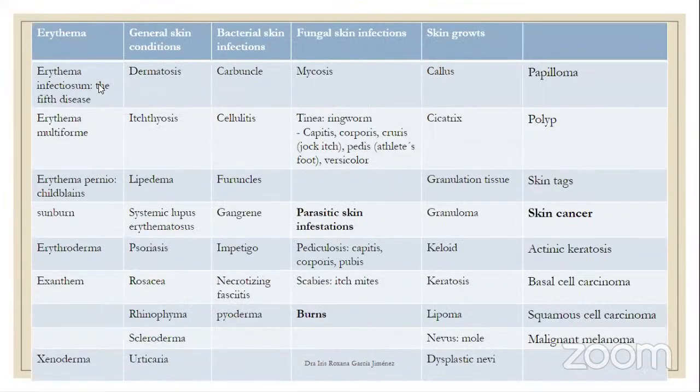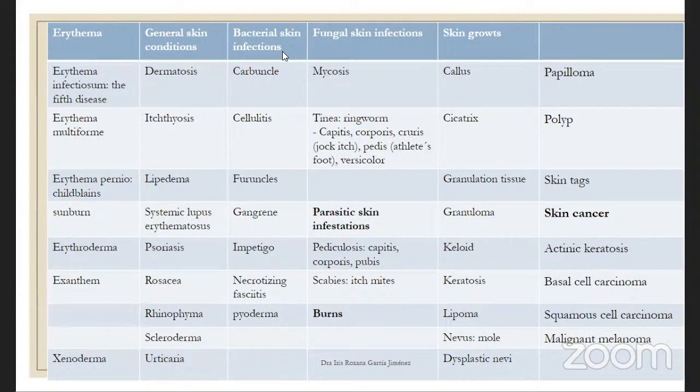There are some more. Please check it, it's going to be for you. The erythema in all of its forms. The general skin conditions, all of its forms, for example psoriasis, rosacea, urticaria. Then we got the bacterial skin infections, the carbuncle infections, then the cellulitis, gangrene, impetigo, fungal skin infections, parasitic skin infestations, burns again, skin growth with all of these details, and the skin cancer. Check all of this information, please, for you.